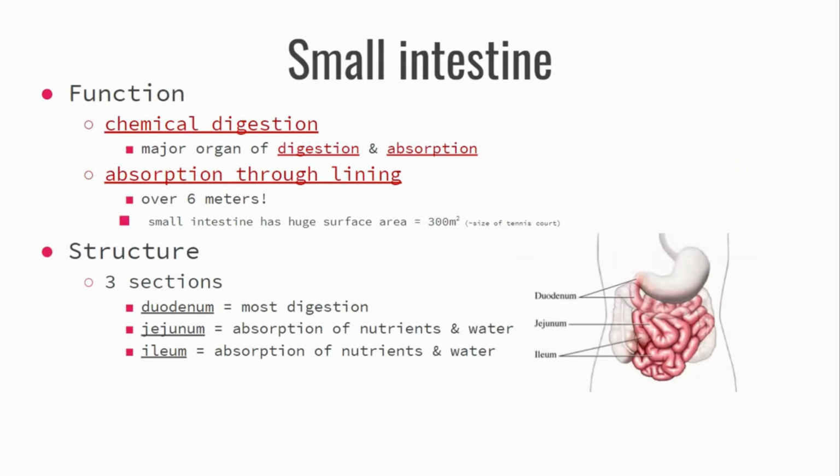Absorption through the lining. The small intestine is over 6 meters in length. It has huge surface area, approximately 300 square meters, which is the size of a tennis court. The structure of small intestine has 3 sections. The first section is duodenum, where most digestion takes place, jejunum, where absorption of nutrients and water takes place, and lastly ileum, where absorption of nutrients and water also takes place.